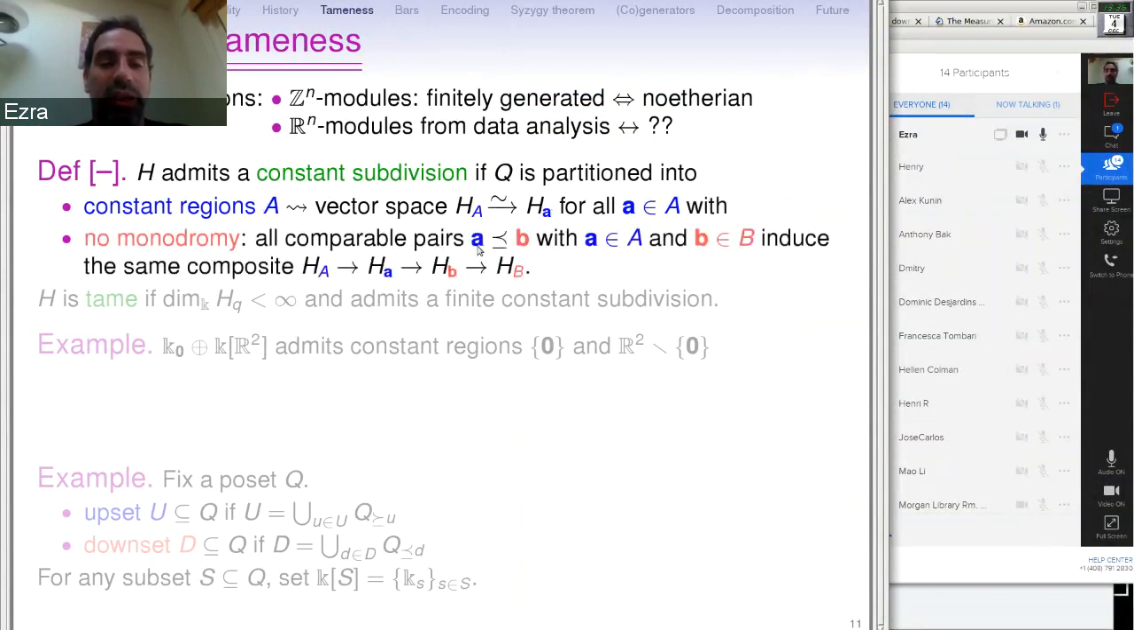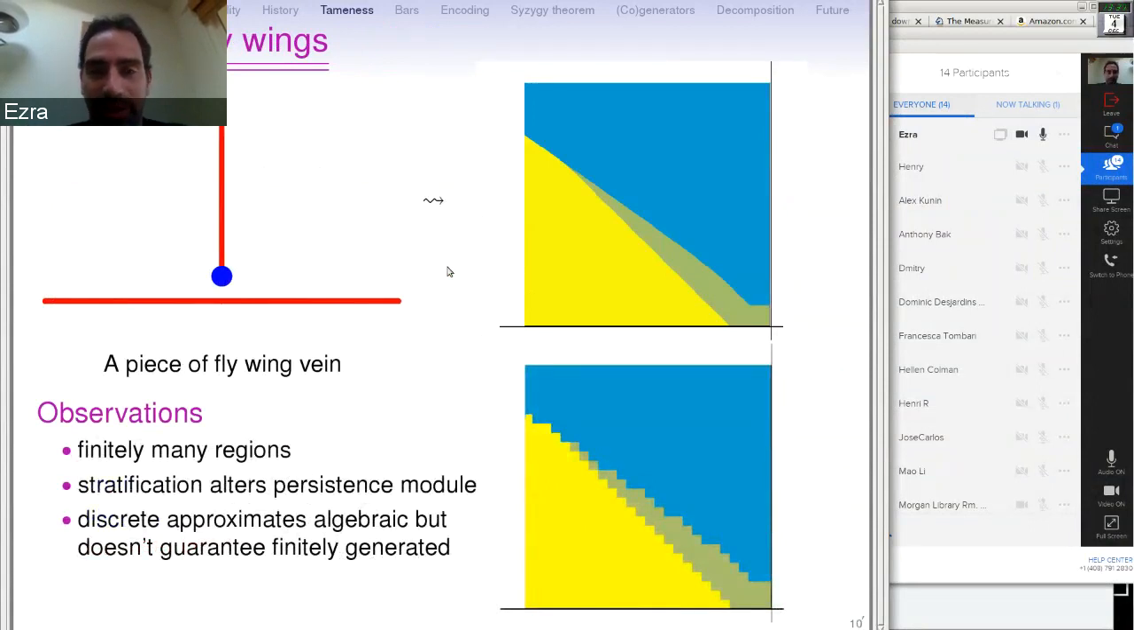So if you take any little a in one region A and little b in another region B, and you look at the map from H little a to H little b, then that's going to induce a map from H capital A to H little a to H little b to H capital B, where really this arrow is the inverse of the isomorphism that goes from capital B to little b. And I want the map from H capital A to H capital B not to depend on which little a and little b you use to represent it. So the picture here is like this.